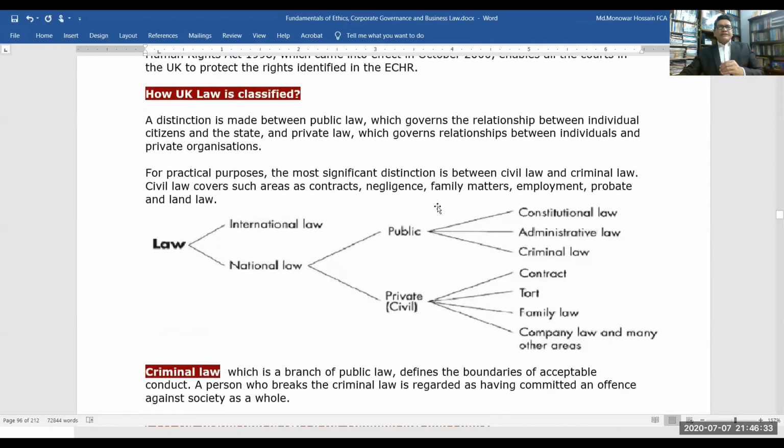So how is UK law classified? Look here: law divides into international law and national law. National law is of two types, public and private. Private is civil, and public includes constitutional law, administrative law, and criminal law.